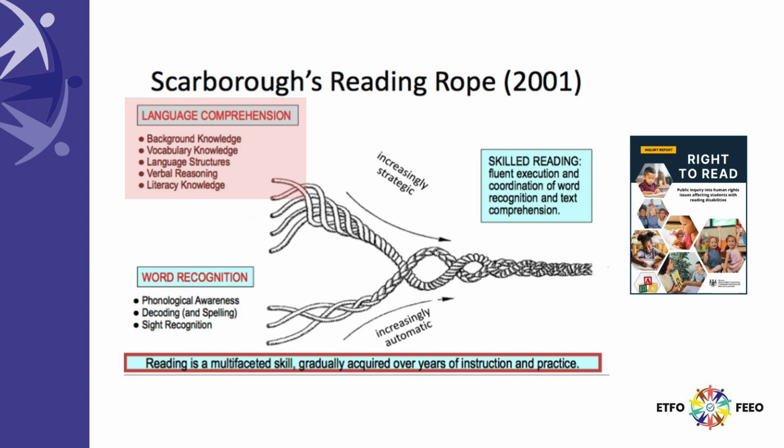A reader's background knowledge and vocabulary knowledge allows them to make connections between topics and words they already know and new concepts. When students have opportunities to expand their background knowledge and learn new words, they will be able to understand what they are reading at a greater level. Understanding language structures like grammar rules, prefixes, suffixes, and sentence structures allow readers to comprehend words and meaning within sentences. Verbal reasoning involves skills like drawing conclusions, making inferences, understanding idioms, metaphors, and figurative language.